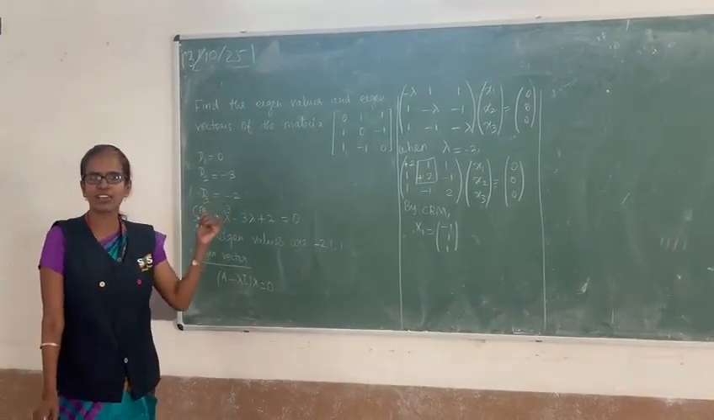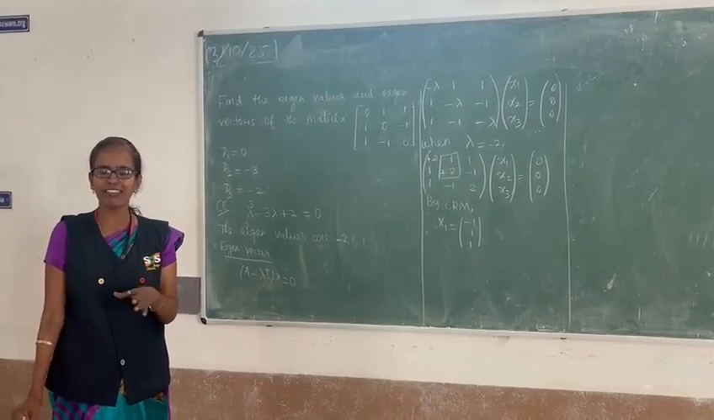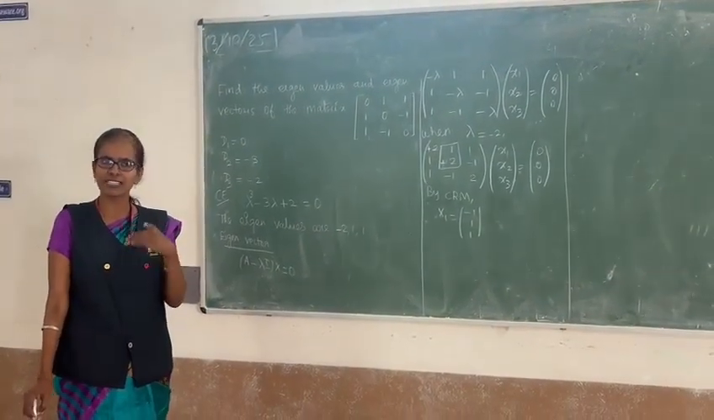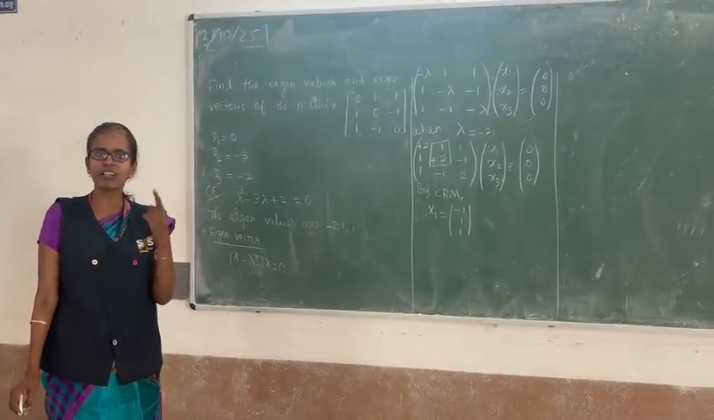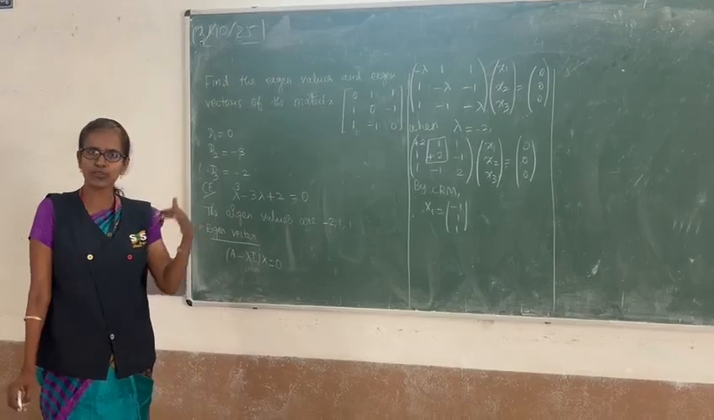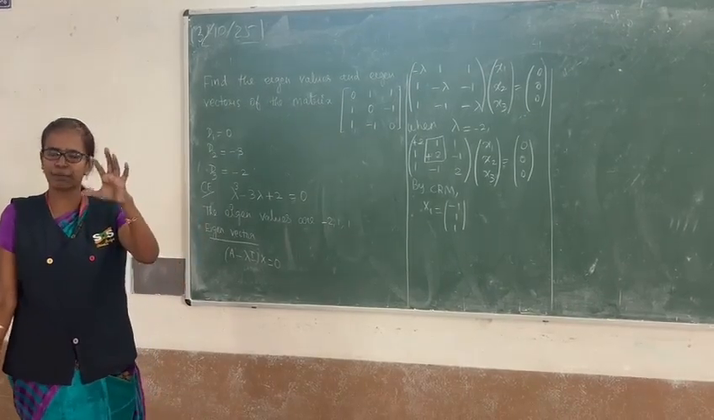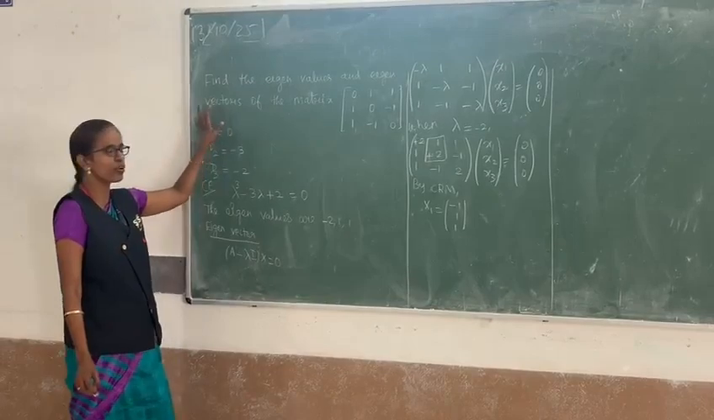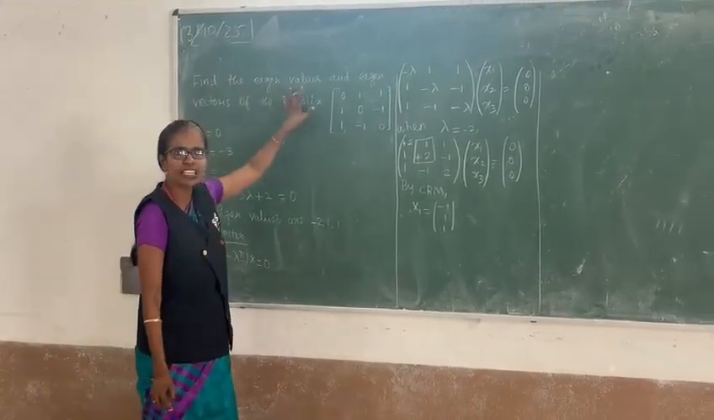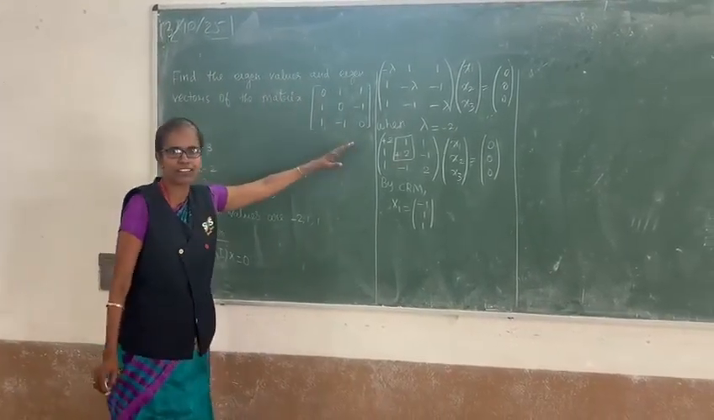So in today's class, we are going to have the same topic, which is eigenvalue and eigenvector. We are going to have a special case. Already we did one special case in the last class. Today also we are going to continue the special case problems. Okay, this is the problem we are going to solve today. Find the eigenvalues and eigenvectors of the matrix. This is the matrix. Okay.